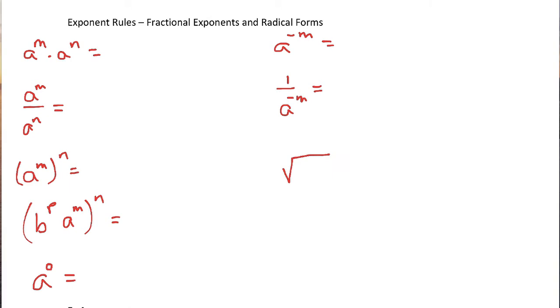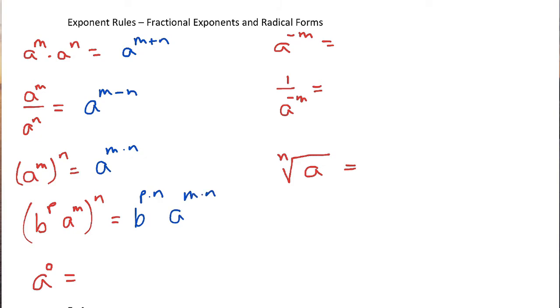If you have the nth root of a, and you don't know what that is, we can talk about it. Pause the video, go ahead and fill these out. Okay, if you're back with me, this first one, hopefully you have a to the m plus n. This one is a to the m minus n. This one is a to the m times n. This one is b, p to the n, a to the m times n, because you have to distribute that n through.